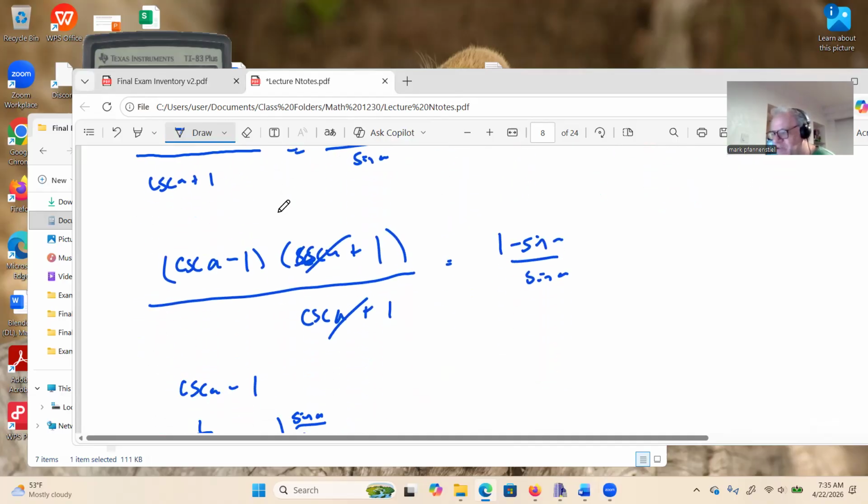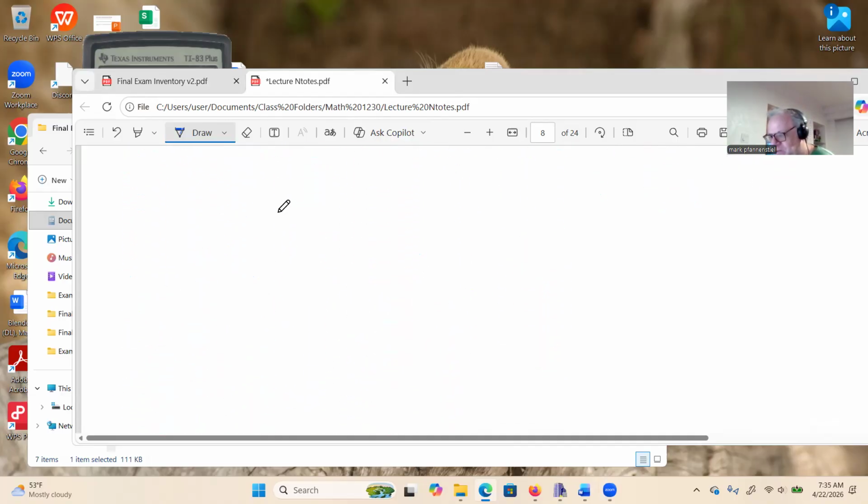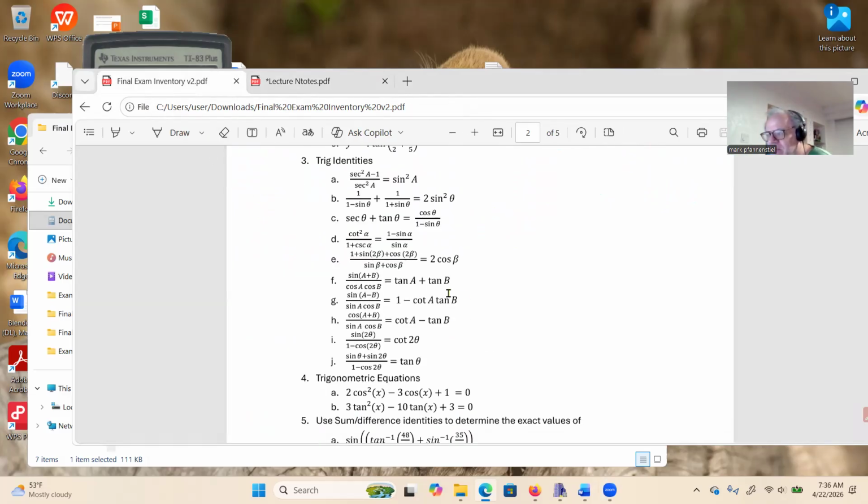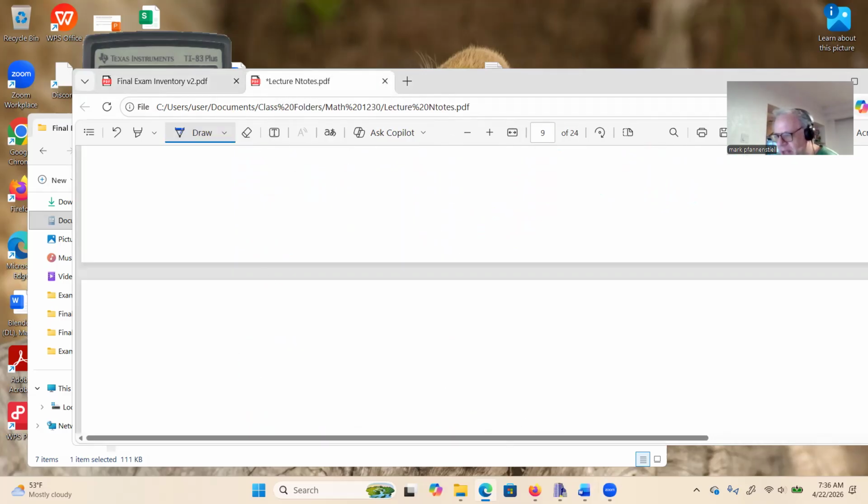Okay, let's look at the next one. I'm going to write it down and we'll go ahead and prove this one. Okay, which one was this? That was D. So this part is E. So I have sine of 2 beta plus cosine of 2 beta. So here we have 1 plus sine of 2 beta plus cosine of 2 beta.